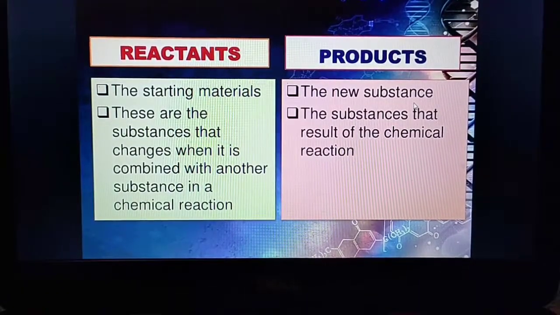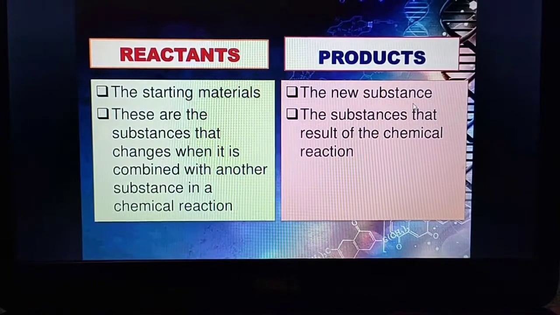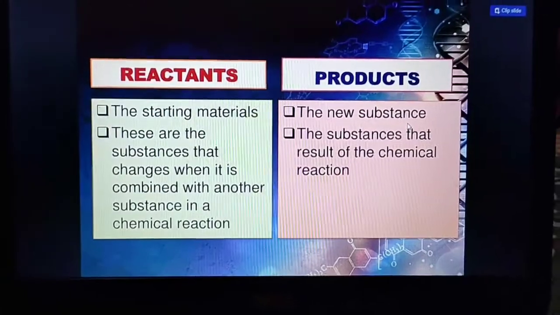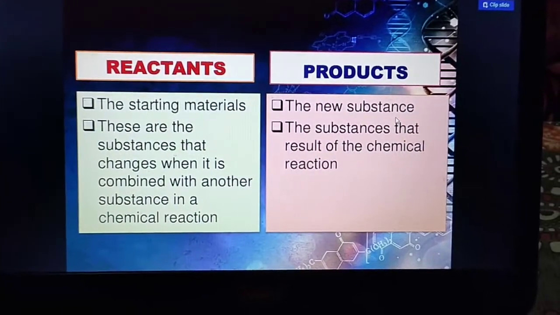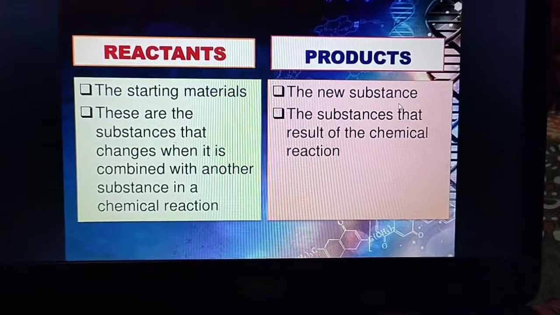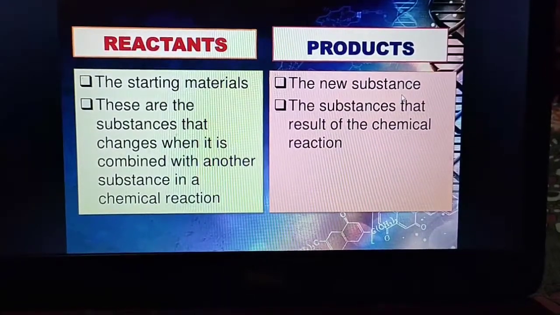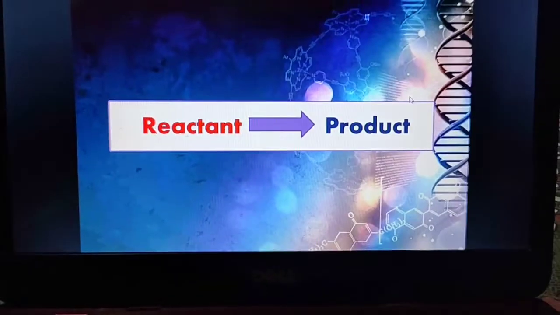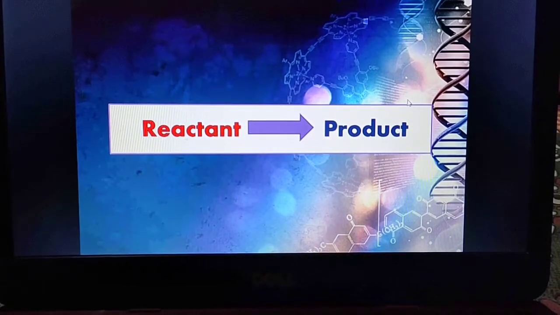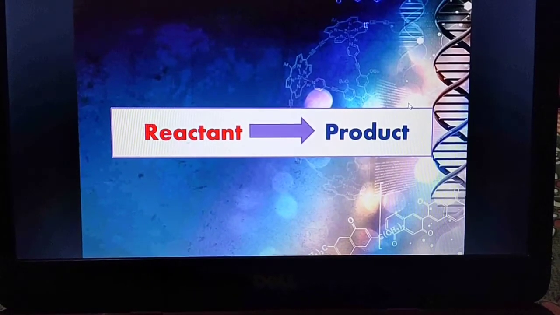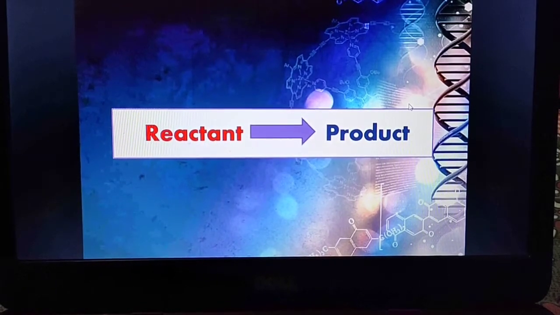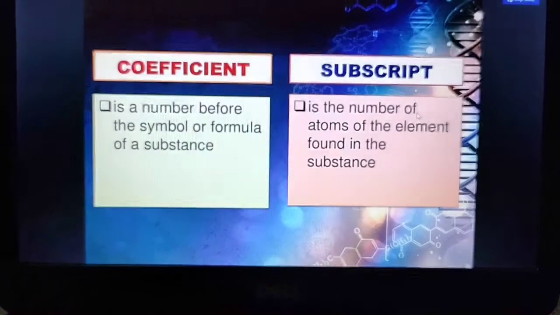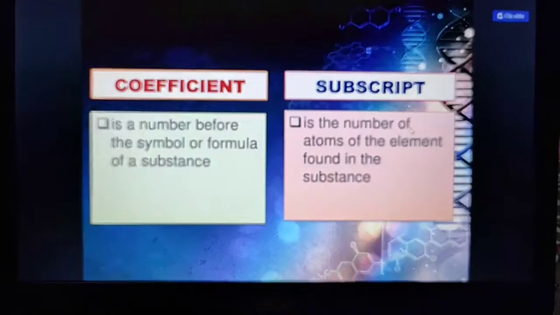Reactants are the starting materials, or the substances that change when combined with another substance in a chemical reaction. And what are products? The new substances that are formed as a result of the chemical reaction. Now you see, on the left hand side we write the reactants. By giving an arrow, we write the substances which are formed, which we call products, on the right hand side.